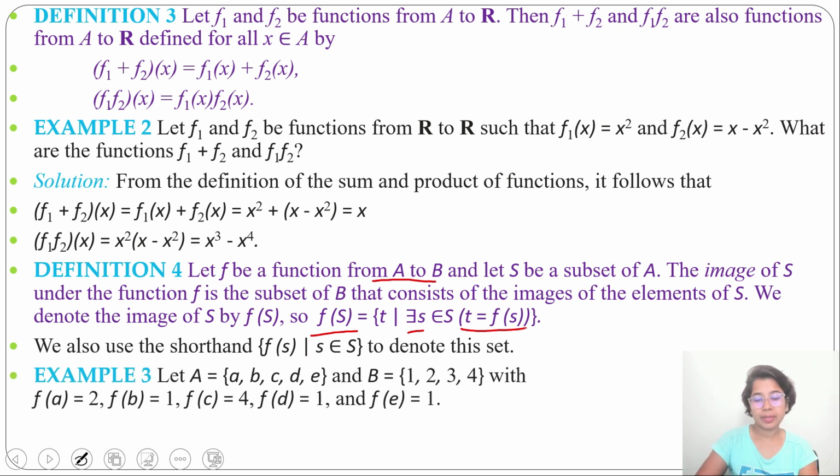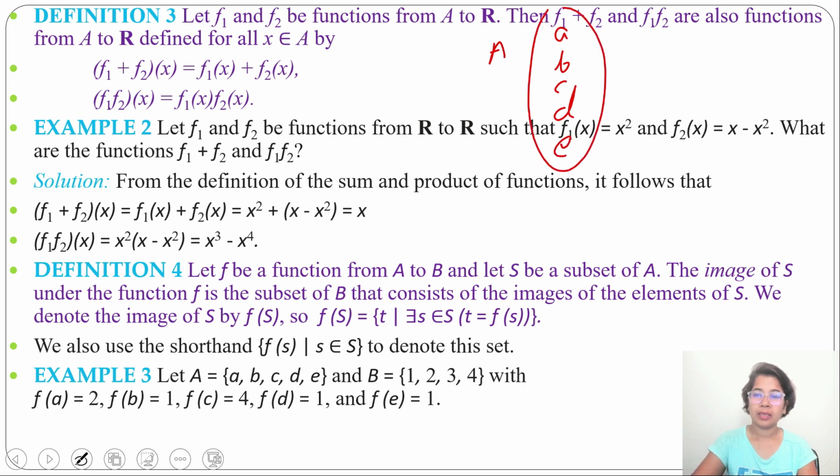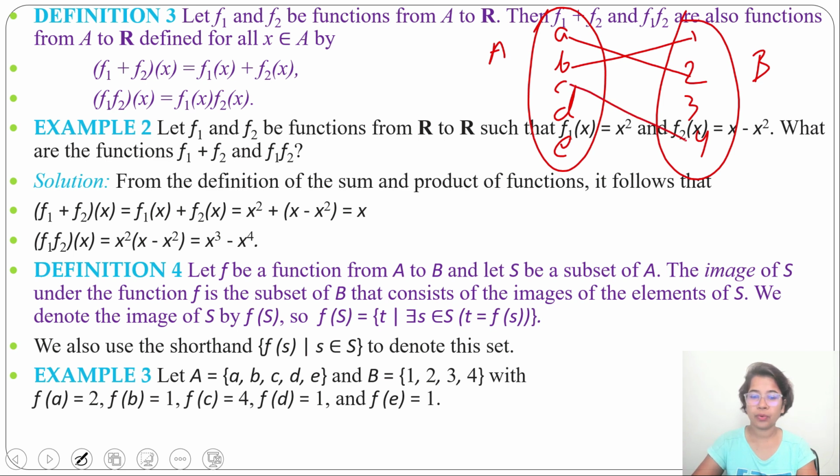Let's see one example. A contains a, b, c, d, e and B contains 1, 2, 3, 4, with f of a equals 2, f of b equals 1, f of c equals 4, f of d equals 1 and f of e equals 1. So set A contains a, b, c, d and e. Set B contains 1, 2, 3, 4. f of a is 2, f of b is 1, f of c is 4, f of d is 1 and f of e is 1.